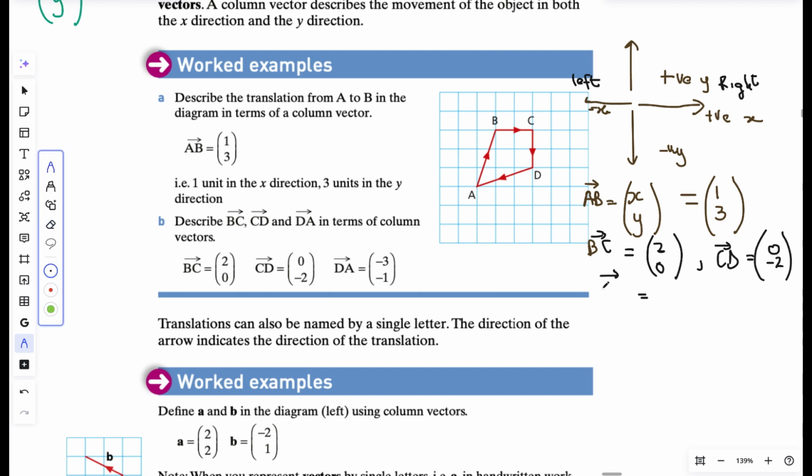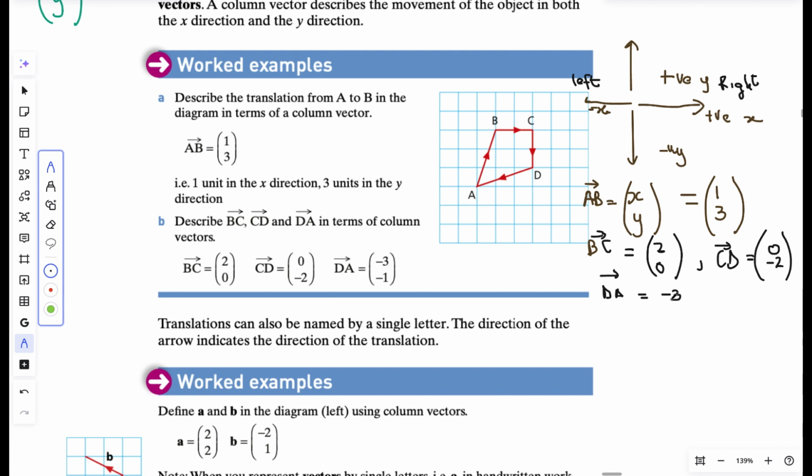Okay, so vector DA here, let's write the vector DA. We look at how many boxes it covers in the horizontal orientation. How many boxes? 1, 2, 3. Technically, there are 3 boxes on the horizontal, but it's going left. So you say -3.